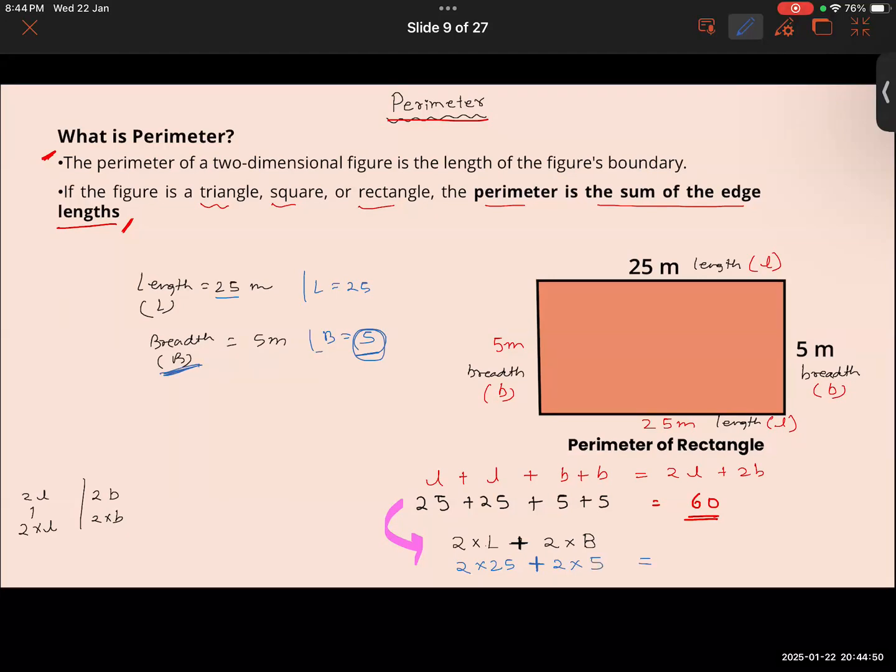Now use the BODMAS rule. Brackets, division, multiplication, addition, and subtraction. The multiplication has to be done first. So 2 times 25 is going to be 50, plus 2 times 5 is going to be 10. That gives me 60. In this manner also we can solve this. Tell me if you have understood it so far. Yeah, I understood. Good.